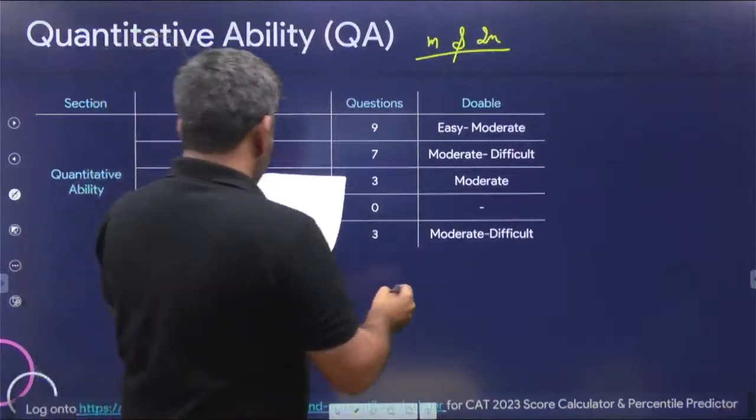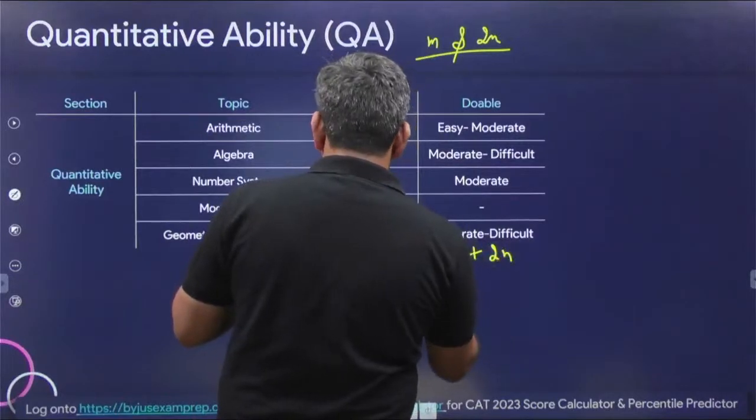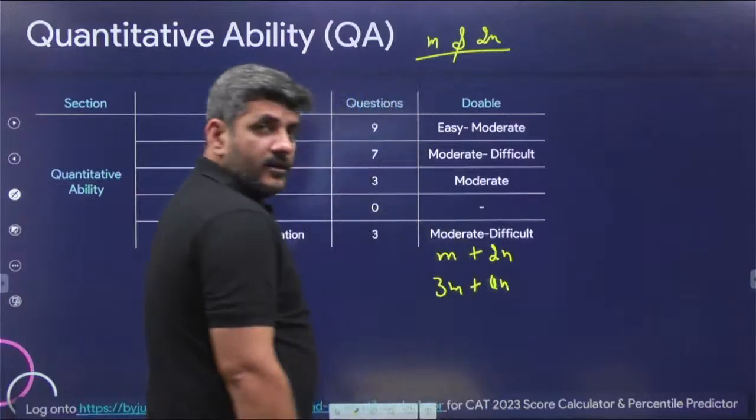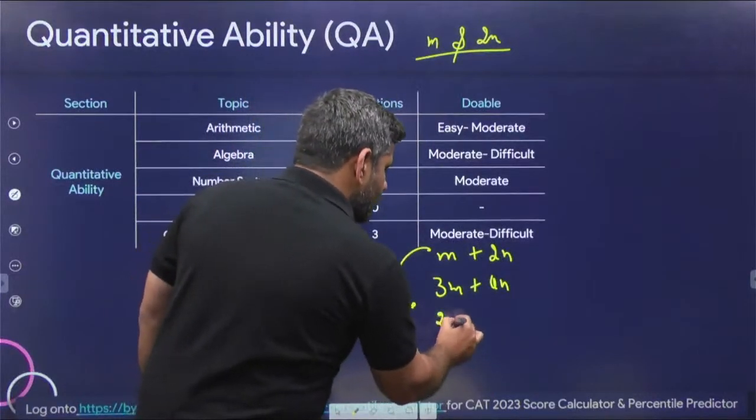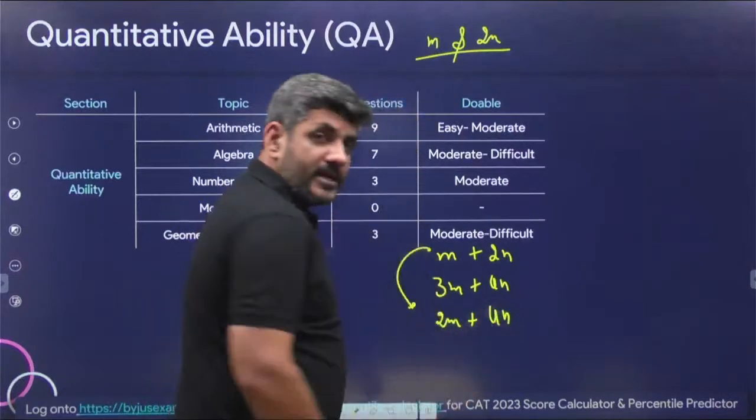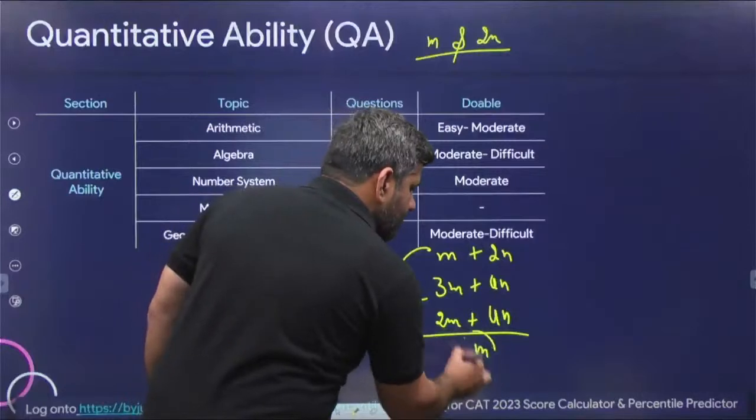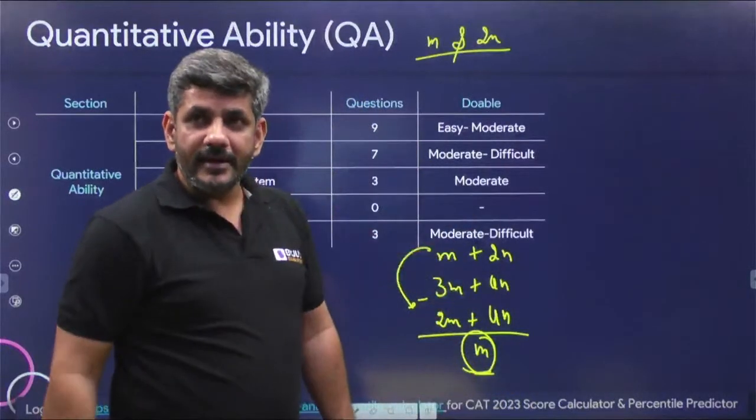Like, suppose they gave us that m plus 2n is divisible, and another one was given, 3m plus 4n is divisible, something like this, right? So I would just double it. Double it, and how much does it come? It will be 2m plus 4n. This would also be divisible. Now this is divisible, this is divisible, so their difference, that is m, would also be divisible. By that logic we said m is also divisible by k.